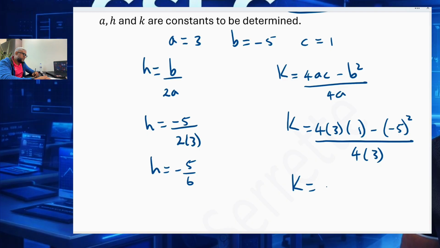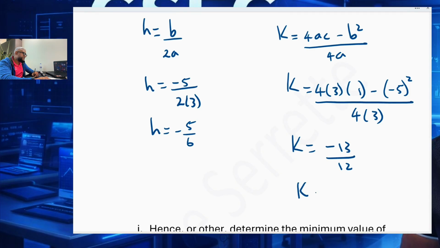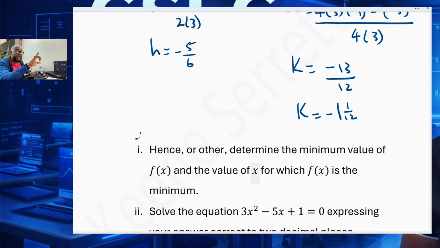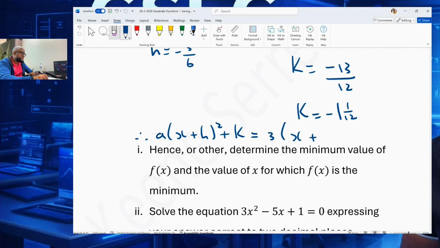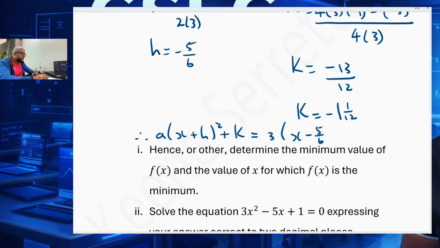Negative 13 over 12, which can be written as a mixed number as negative 1 and 1/12. So if you stop here, you would not get your full marks. Therefore, a(x + h)² + k is equal to 3(x + negative 5 over 6)², which could thus be (x − 5/6)², take away 1 and 1/12, right?